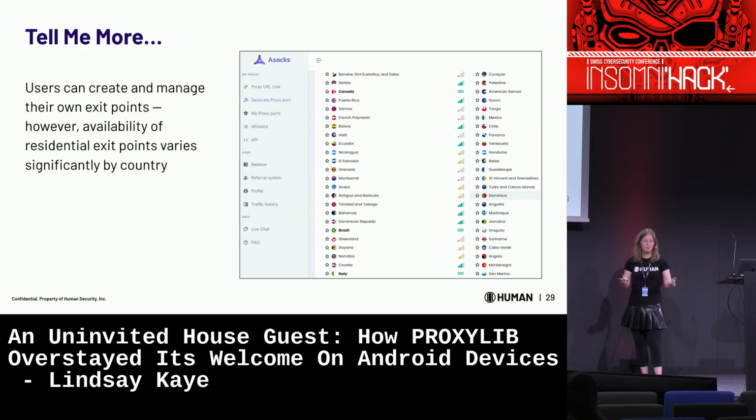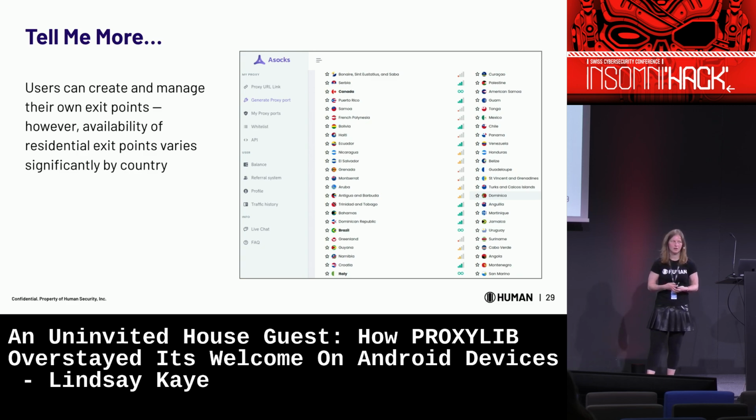So when you subscribe to the ASOX service, one of the things that you can do as a user is create and manage your own exit points. So where do you want to be coming out of? And you have a wide variety of choices here. However, I will note that the availability of residential exit points does vary significantly by country. So you can see, obviously, there's some countries with significantly more inventory than others. So you kind of have to pick and choose, maybe wait around for a bit if there's one that's interesting to you, but there's not a lot available.